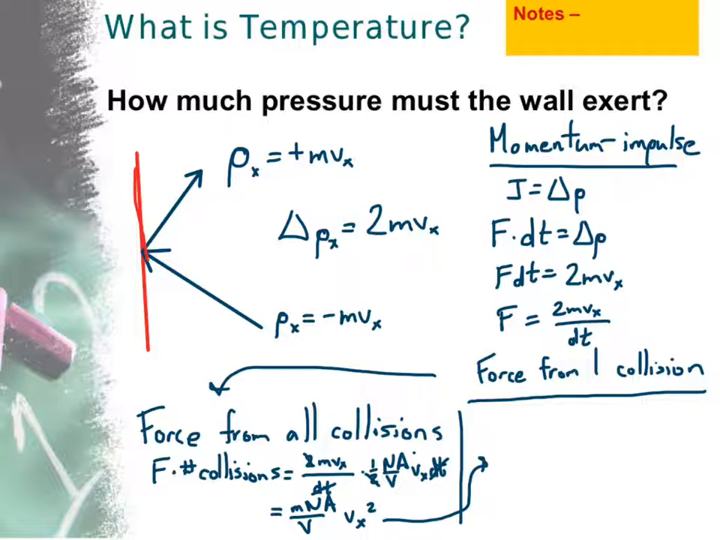So if I have the amount of force that the wall has to exert on the gas, then I could calculate the amount of pressure just by taking force divided by area, and that is going to give me m times N divided by V times vx squared.